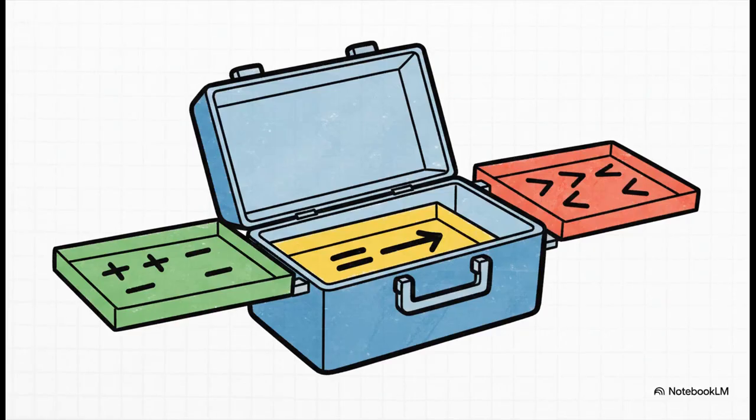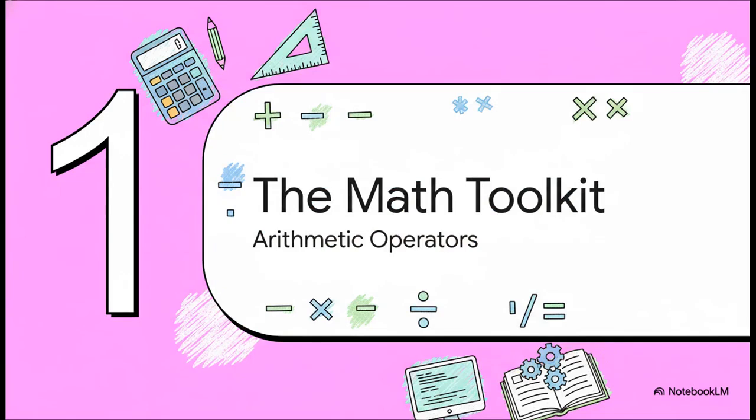So to really get a handle on all these new tools, let's get organized. We're going to open up our programming toolbox and lay everything out in 3 main trays. We'll start with the ones you absolutely need to get going: arithmetic, assignment, and comparison operators. First up, let's slide open that first tray, the Math Toolkit. These are our tools for doing all the basic calculations, and we call them arithmetic operators. They pretty much do exactly what you'd expect.